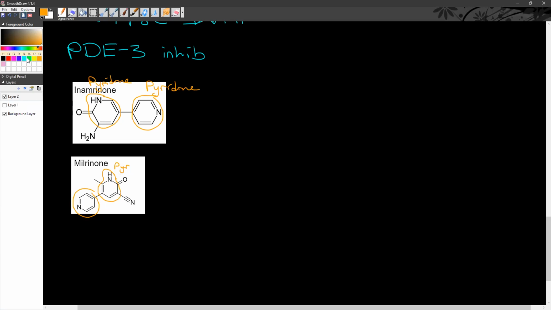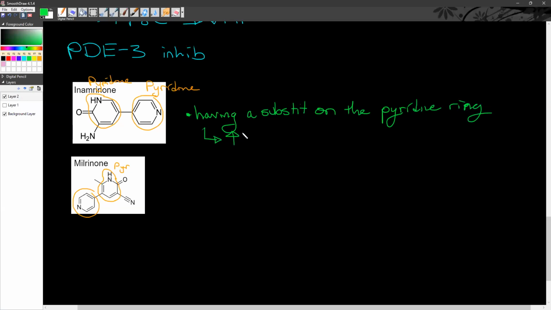What's interesting to know about the PDE3 inhibitors is that having a substitution on the pyridine ring is going to increase the potency of the drug astronomically. The biggest thing is that we want electron withdrawing groups. So, for example, looking in milrinone, we have both the methyl group and this nitrile group. And so each one of these is going to increase the potency.